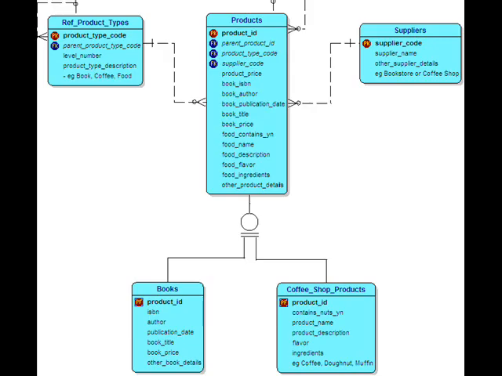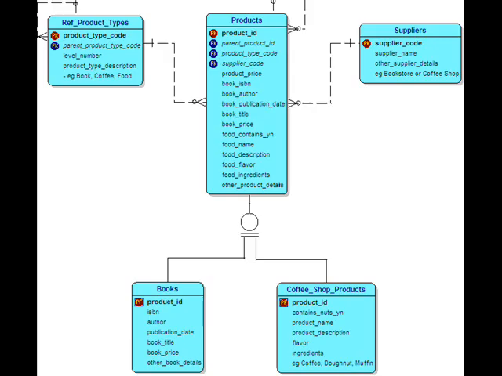Starting with inheritance, if we look at this diagram, we can see a products table that holds details common to all products, a books table that holds details that are specific to books, and a coffee shop products table holding details for those products. They are like children of the parent products table. Therefore, this concept is referred to as inheritance and is very powerful in the real world. On the diagram, it is shown by the circle with two short horizontal lines underneath it. Data modelers define these as subtypes of a supertype.